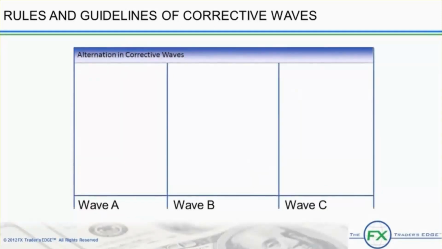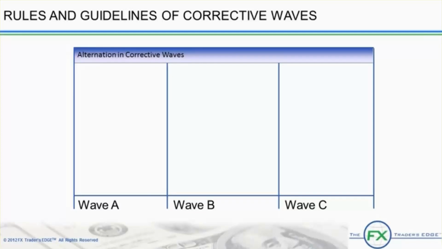Alternation in corrective waves. We spoke about alternation between waves 2 and 4 in an impulsive 5-wave move up or down. Recall, if wave 2 is simple and sharp, then wave 4 will be complex and sideways. Alternation also applies to the ABC legs in corrective waves. Alternation can apply in any ABC sequence, and it can also apply in an ABCDE triangle situation. Let's take an example of an ABC corrective sequence in a wave 4.